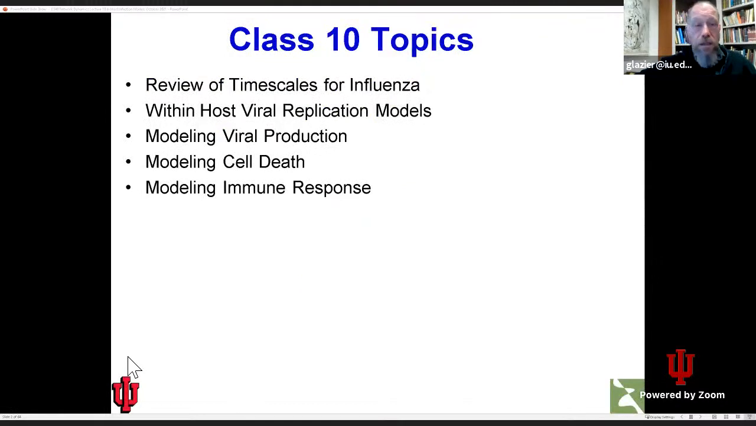So why don't we begin, as an outline for the class, I'm going to go over the timescales calculations we did for influenza 2 weeks ago, because I think we went through that a little bit fast. And then we will do the in-host viral replication models again, because we really rushed that last time.